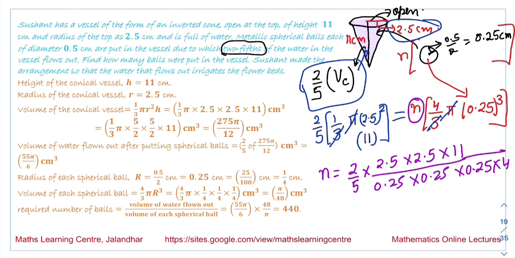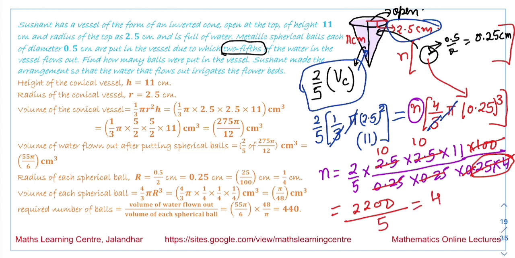on simplifying these terms, when these two terms are cancelled, we are left with 10 over here. When we simplify these two, we get 10 over here, and if we remove the decimal from here, we will get 100 over here. Now this is 25 into 4, which is equal to 100, so these two get cancelled, and now multiplying all these values, we get 2200 upon 5, and the answer comes out to be 440. So the value of n, the number of balls required, is equal to 440.